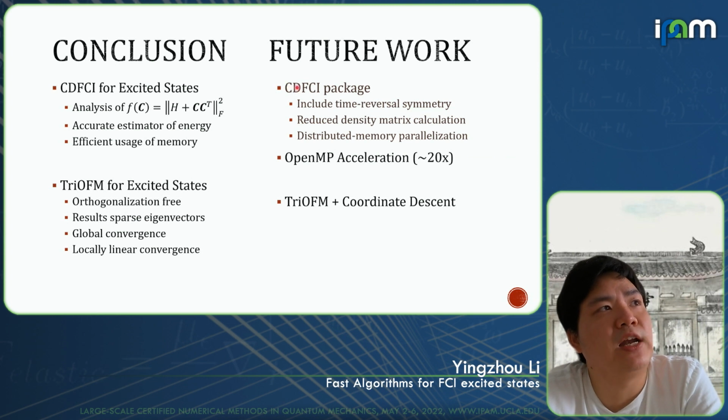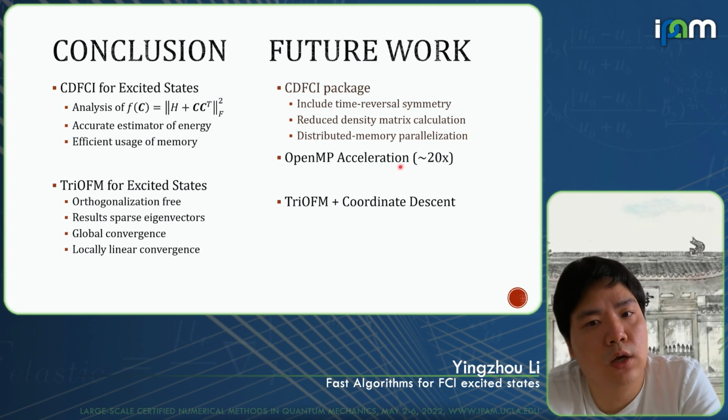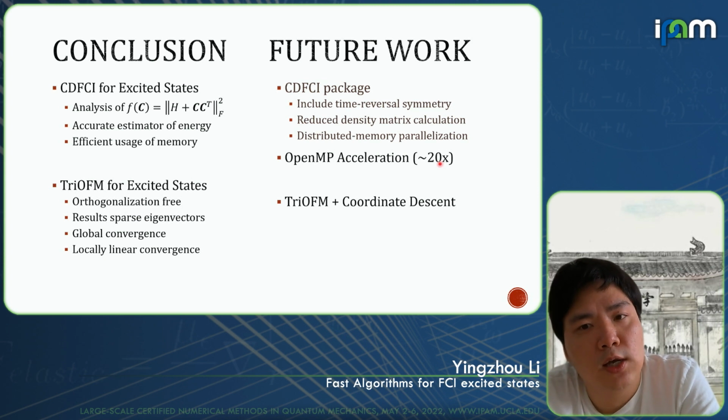We are still developing the CDFCI package, including time reversal, which has already been implemented, though we don't have time to show the numerical result, and also some reduced density matrix parallelization. We also recently did an OpenMPI acceleration for the code, which involved some redesign of the algorithm, and we achieved roughly 10 times speedup compared to the previous multi-thread version. The longest numerical example we did previously takes roughly 14 days. Now we can get that result within 1 day.